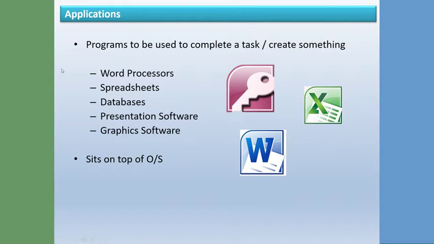Applications, however, these are the programs that you can install that enable you to do something, carry out a process or create something, complete a task. So things like word processors, spreadsheets, databases, presentation software, obviously Microsoft PowerPoint, computer games, any program that you install onto your computer to carry out something different other than the operating system. So these applications sit on top of the operating system. This is what you interact with as a user.